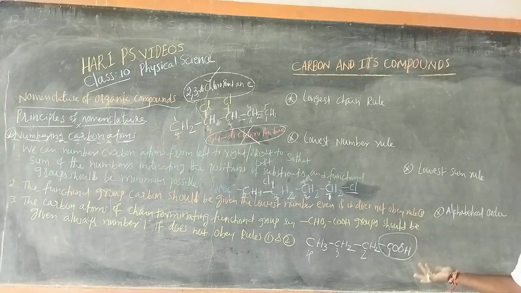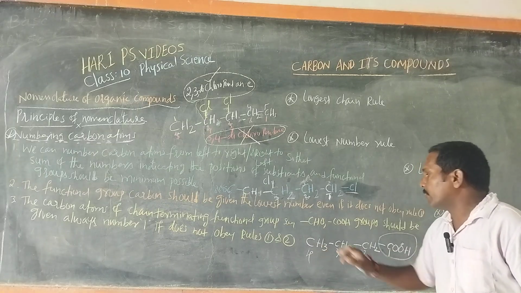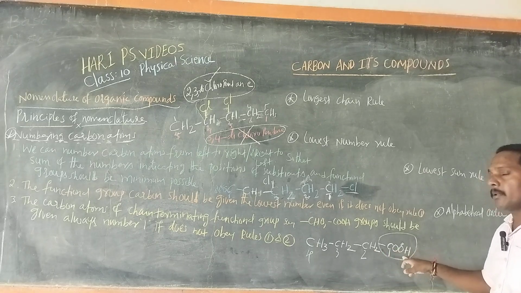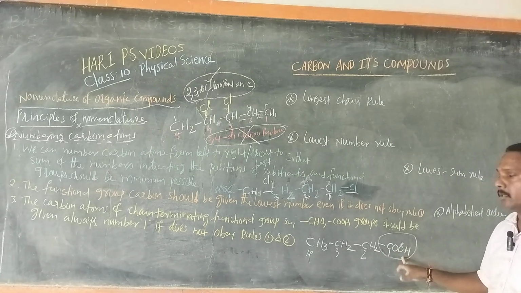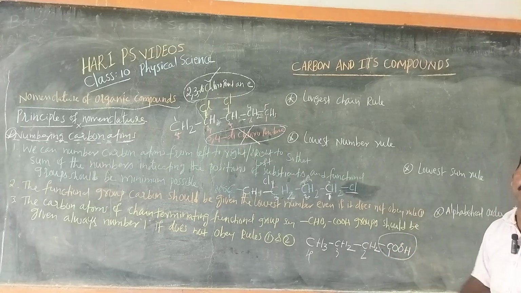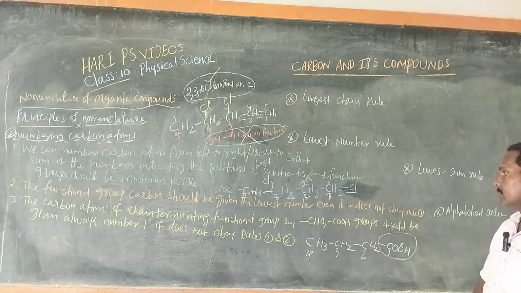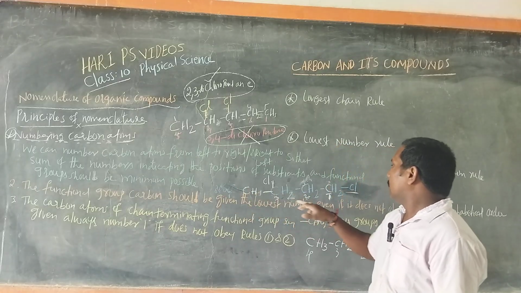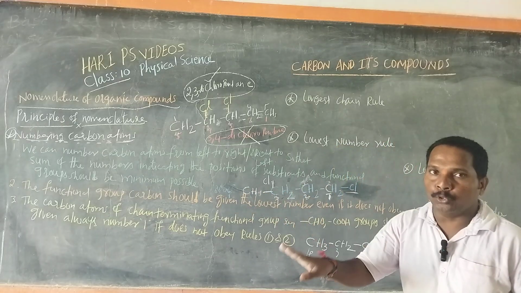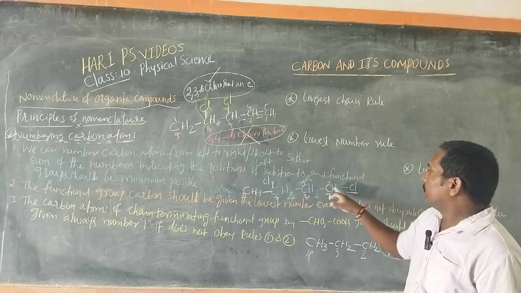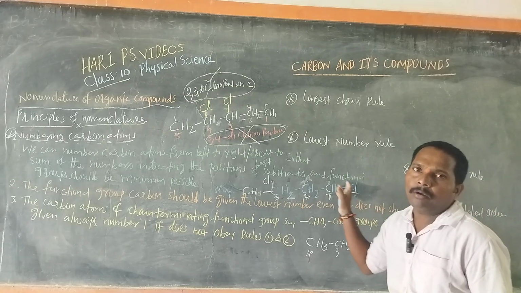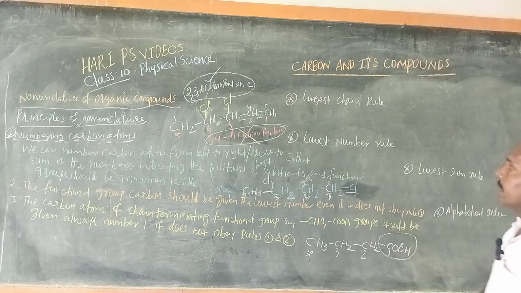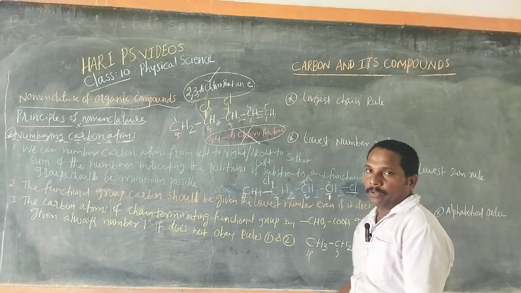So 1, 2, 3, 4. 4 carbons, but. Carboxylic group, oic acid. Butanoic acid. This is 1, 2, 3, 4. Chlorine substitution is chloro, so chlorobutane. Then next one, longest chain rule.